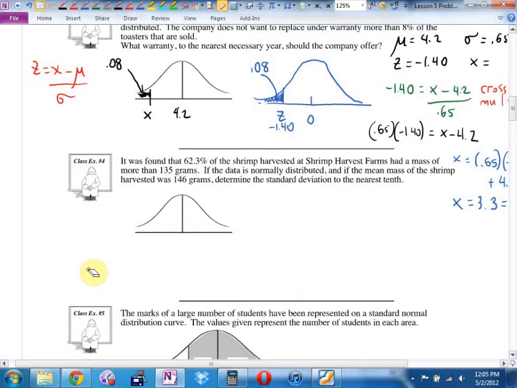Read example 4 to yourself, specifically as you're reading. What I want you to ask, and I know there's lots of words, is what the heck are they trying to get me to find?